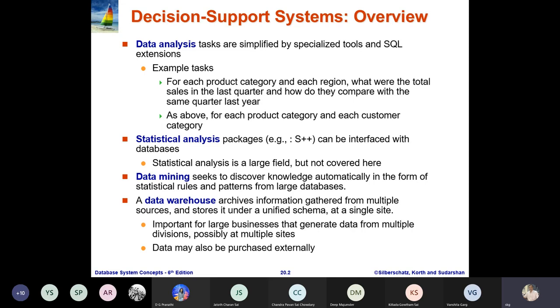So when there are large organizations, businesses specifically, even at federal government sites, where this huge volume of data needs to be churned for appropriate decision making, that becomes an important factor.